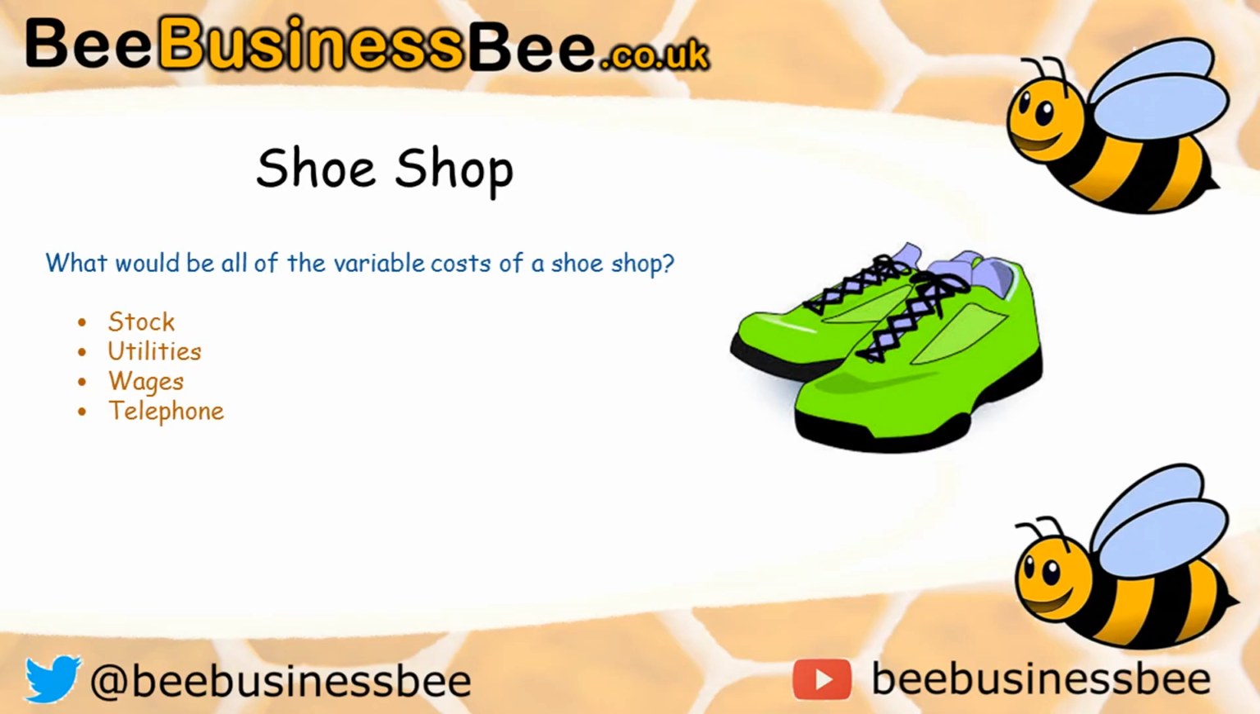Utilities, which we mean by gas, water and electricity. Again, if you open the shop for more hours, it's going to be assumed that you're going to use more utilities, so it's going to cost you more money. Wages, because wages are paid per hour. If I employ you to work for more hours, then it's going to cost me more money. So more use of you is going to cost me more money. So that's going to be an increase in wages, and that will be a variable cost.